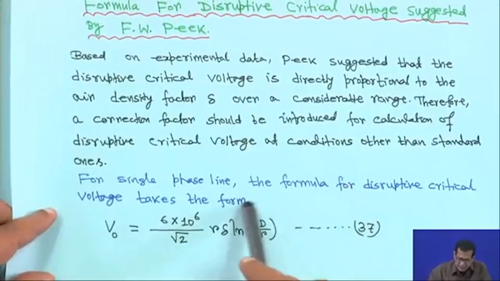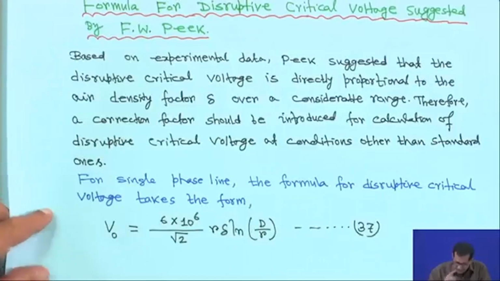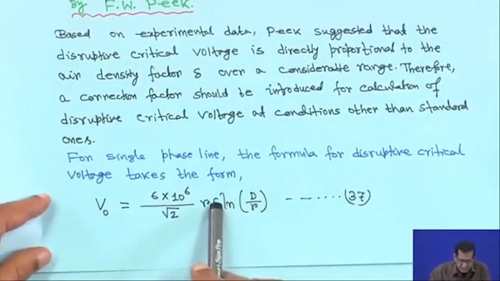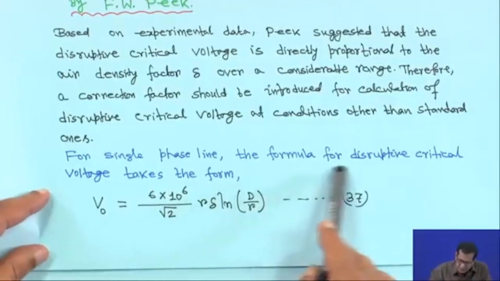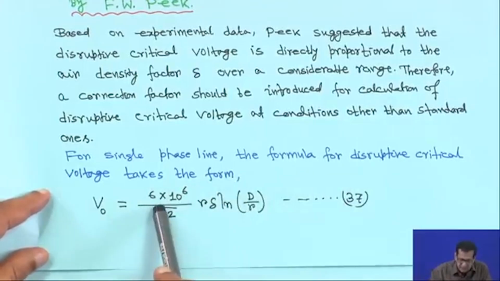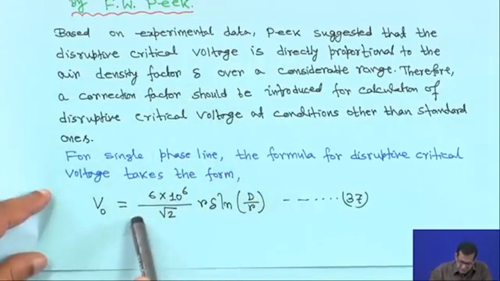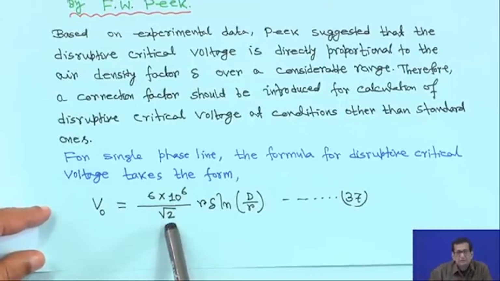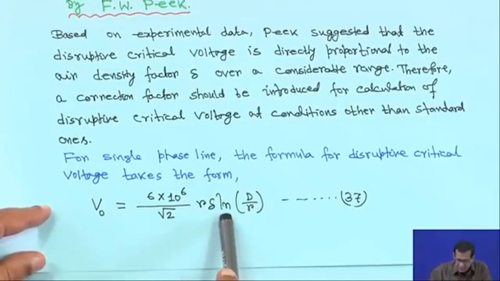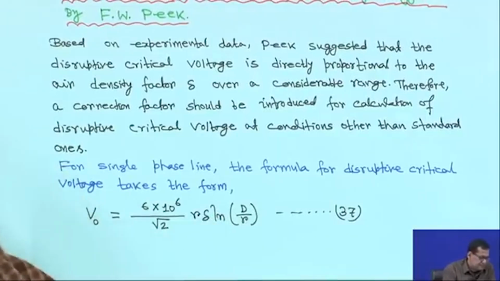Therefore, for a single phase line the formula for disruptive critical voltage takes the form, everything is the same, only delta is multiplied. So, V0 is equal to 6 into 10 to the power 6 upon root 2, this is your RMS value, R delta ln d upon R. So, this air density factor delta has to be multiplied.